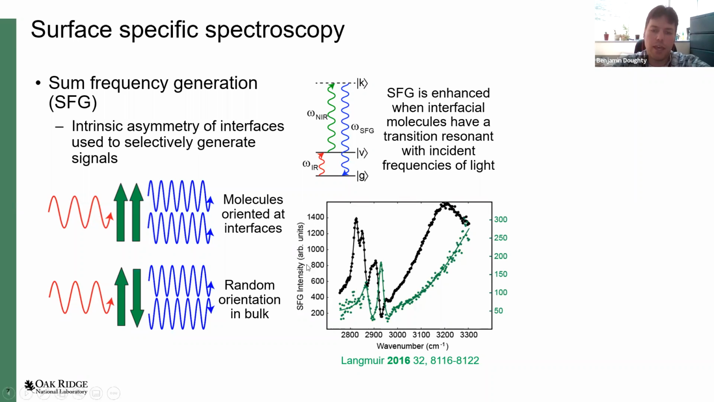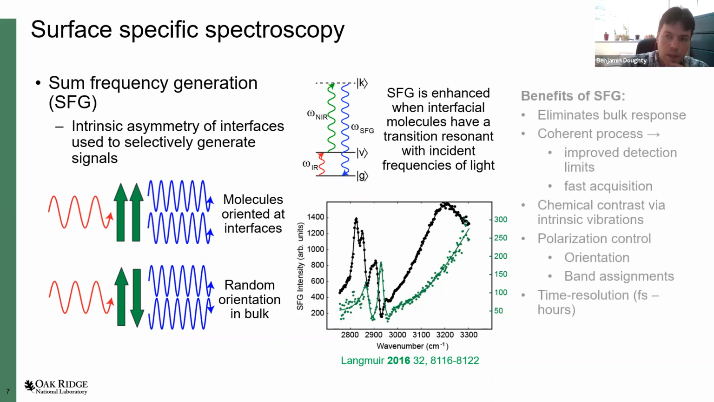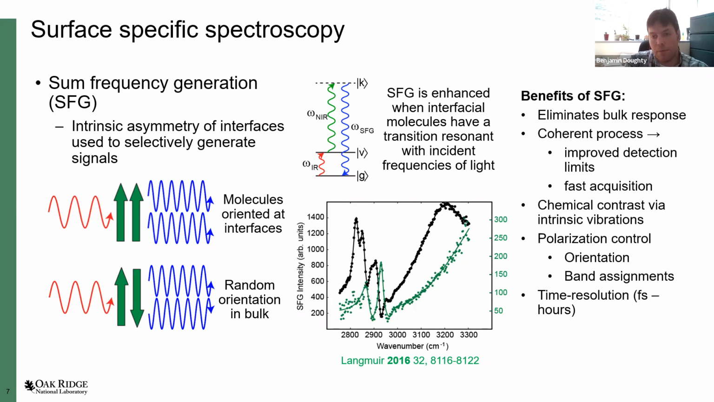What we do is instead of scanning the incident wavelengths, we put in all the colors of light at once. So we use a femtosecond pulse of light that's broadband that excites all these vibrations at the same time. The upconversion pulse upconverts all those at the same time, and the spectrometer then resolves the contributions. The benefits of this are that it eliminates bulk contributions. It's coherent, so you can detect things pretty quickly because all the molecules at the surface interfere with each other in a constructive or possibly destructive manner. That gives you big signals or dips in the response.